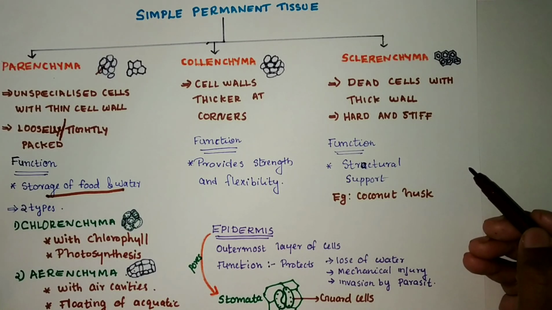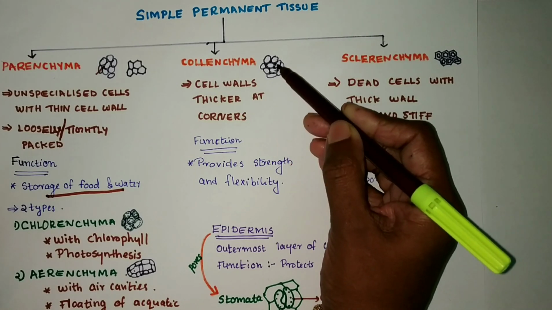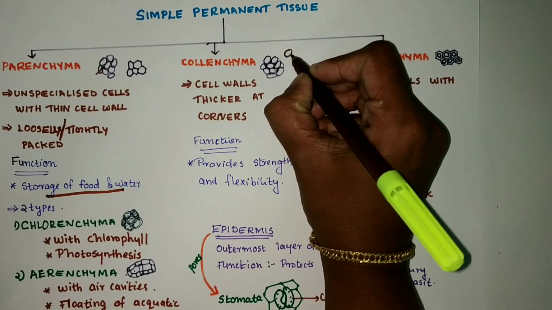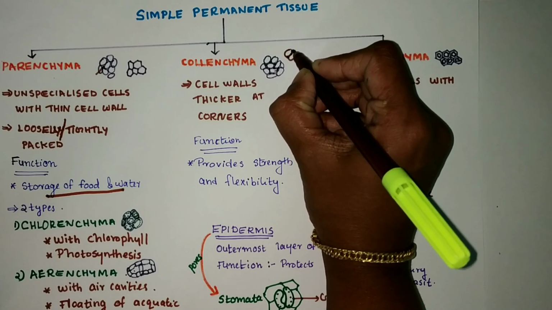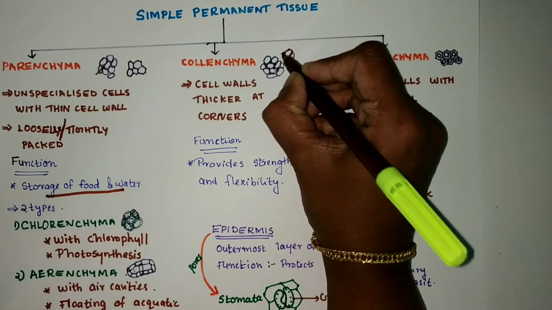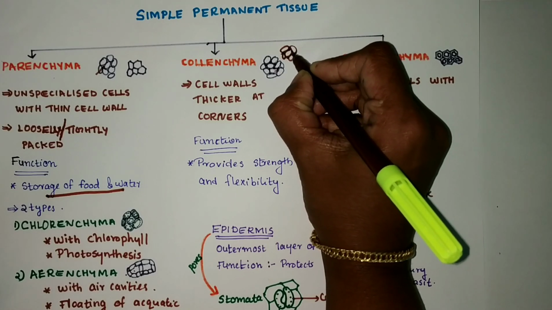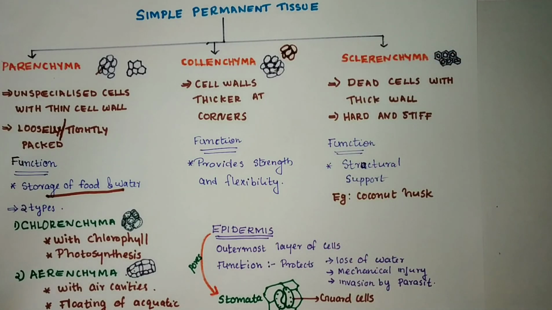The next type of simple permanent tissue is collenchyma. Collenchyma cells have a cell wall that is thicker at the corners. Only at the corners they are thicker. The main function is to provide strength and flexibility. So we can see that when wind blows, plants will move from one direction to another direction. Afterwards they will come back to their actual position. That movement is because of the presence of collenchyma.